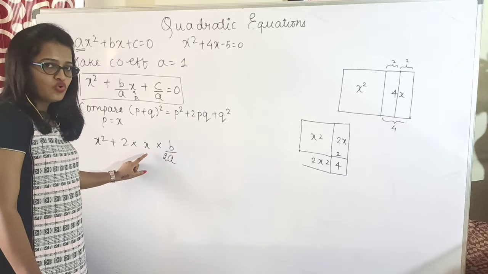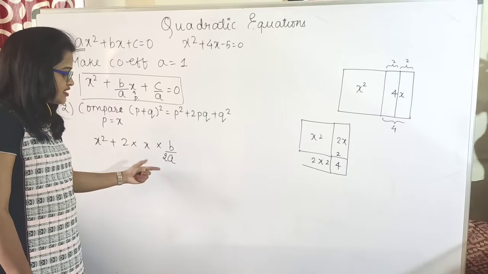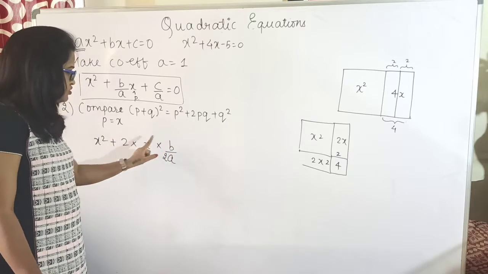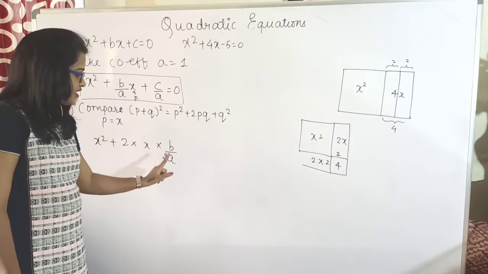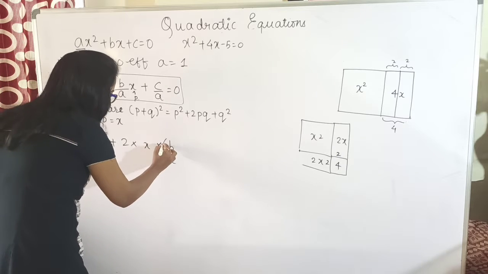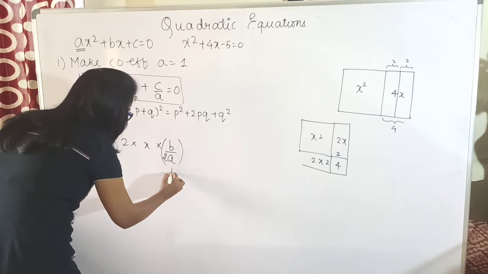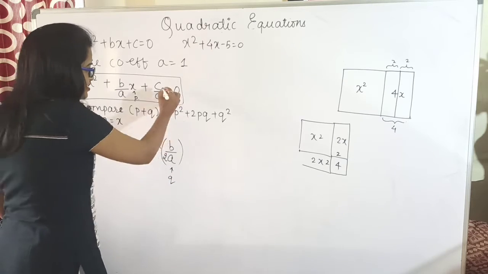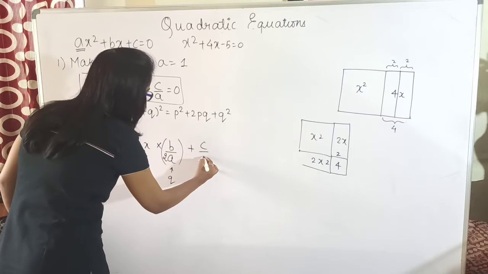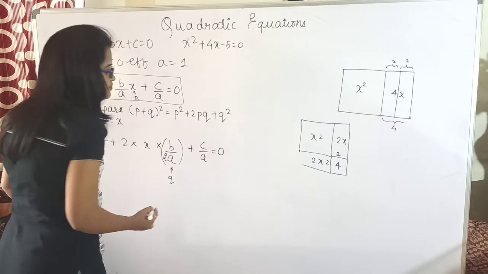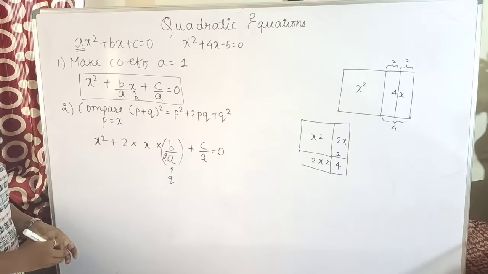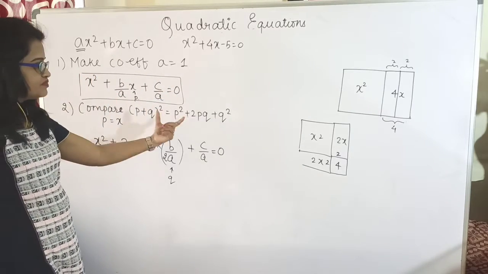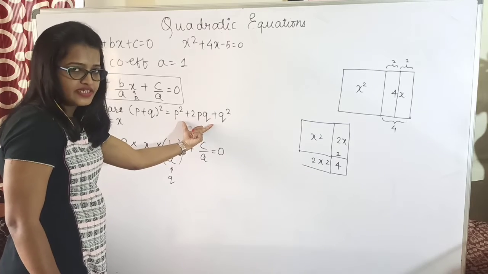Okay, so after getting this, if you compare, what you can see? 2, p and q. So what is your value of q then? The value of q is nothing but b by 2a, and the third term, write it as it is, c by a equal to 0. Okay, I hope you understood. First step, making the coefficient of a as 1. In second step, compare it with the identity.